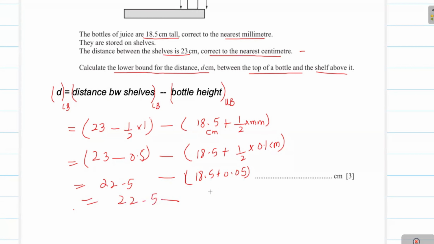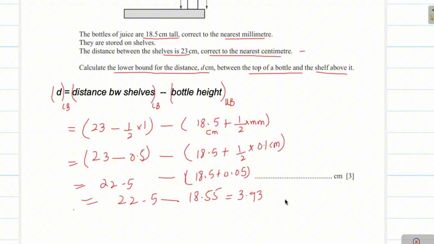And that 22.5 minus 18.55 will be equal to 3.95, and this is the lower bound value of distance T.